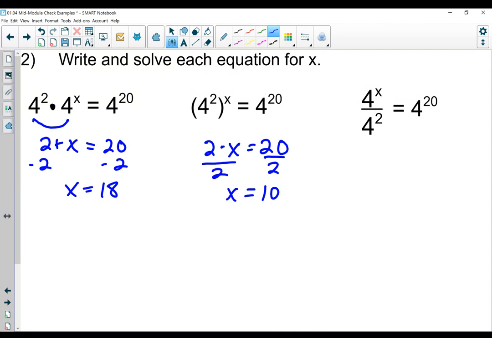For the last one, when I'm working with fractions, I have 4 to the x power divided by 4 squared. Remember, we write out all of those x's, and then we can take away 2 of those factors by crossing them out. So that means I'll have x minus 2. Take away makes me remember that I'm subtracting. And then for 4 to the 20th, I'm just using the exponent there. Then I want to solve, and x is equal to 22.